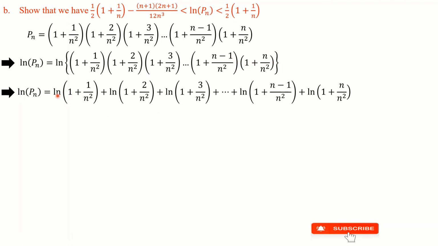Now we can write this as a sum, actually, because we are summing the limits. So we can write it as a sum as well. The sum from k equal to 1 to n of the limit of 1 plus k on n squared. As you can see, the n squareds remain the same, but what is changing is 1, 2, 3. So the numbers are increasing by 1.